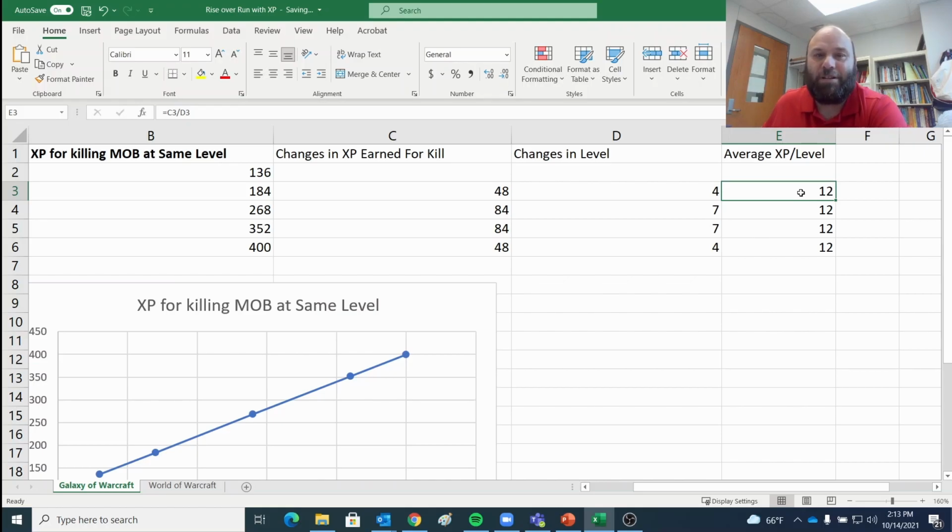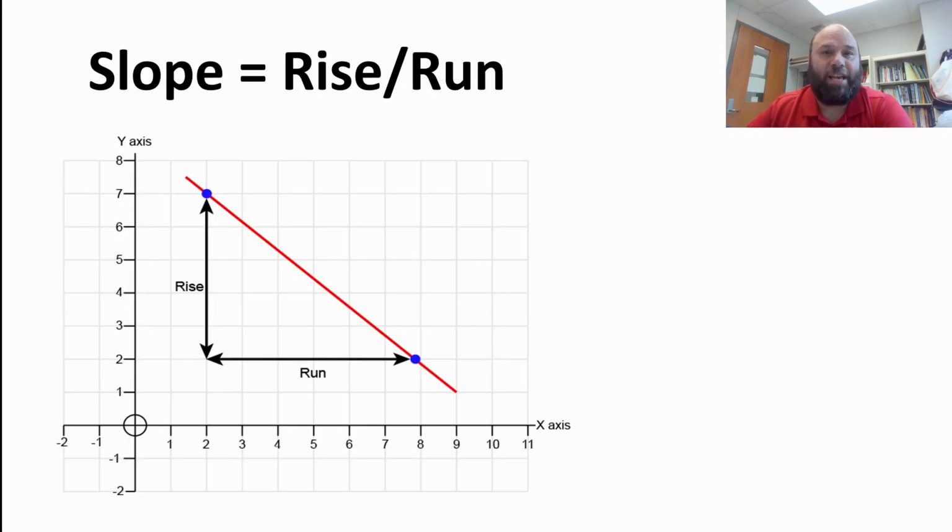And that becomes the slope. So what we just calculated in the Excel file might be best thought of as rise over run. So in this picture, we see a decreasing line, but it works the same with an increasing line, right? So the rise is the change in our Y values, our vertical axis, and the run is the change in our X values, the horizontal axis.